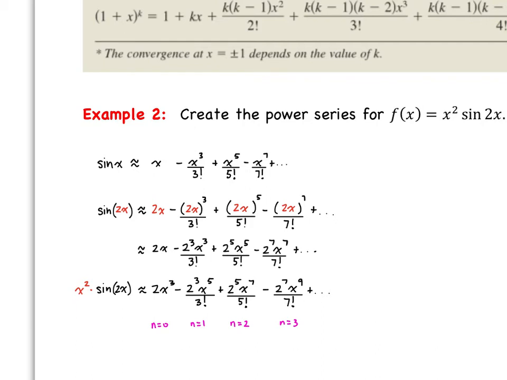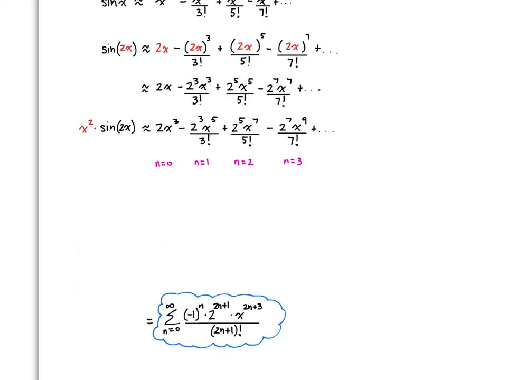Okay, so let's see how you did. Again, the series is going to start when n equals 0, goes to infinity. We've got the alternating series, so negative 1 to the n. 2 is going to be raised to the 2n plus 1. x is going to be raised to the 2n plus 3. And the denominator factorial matches the degree of our base 2, so over 2n plus 1 factorial. Hopefully you were able to get that. And now we're going to go on to the next one.